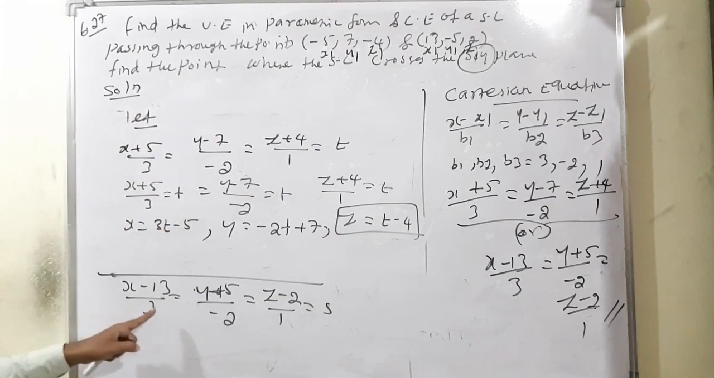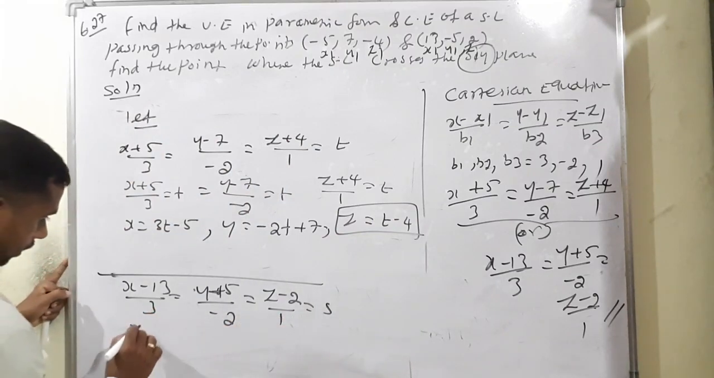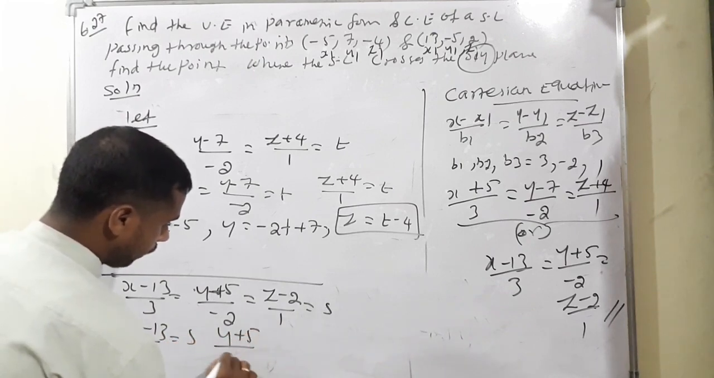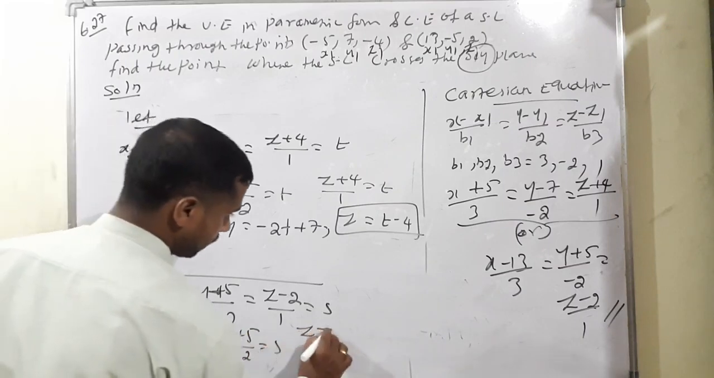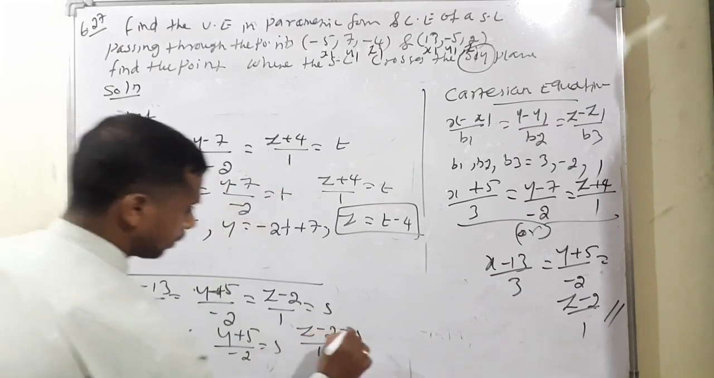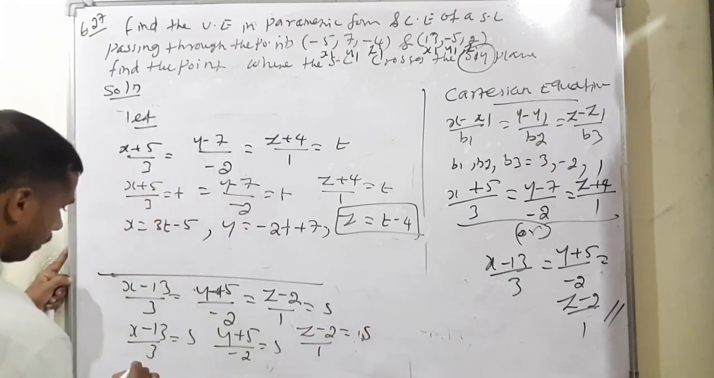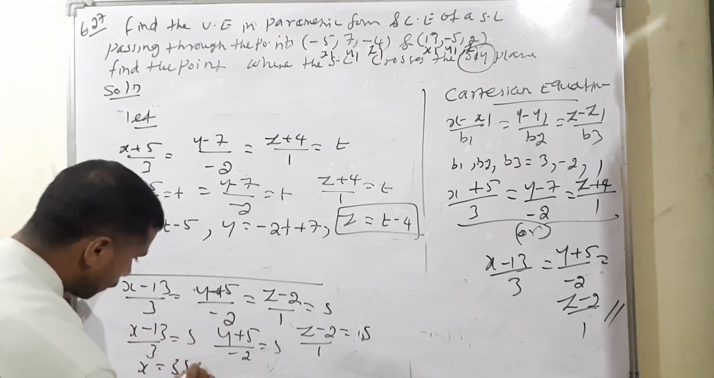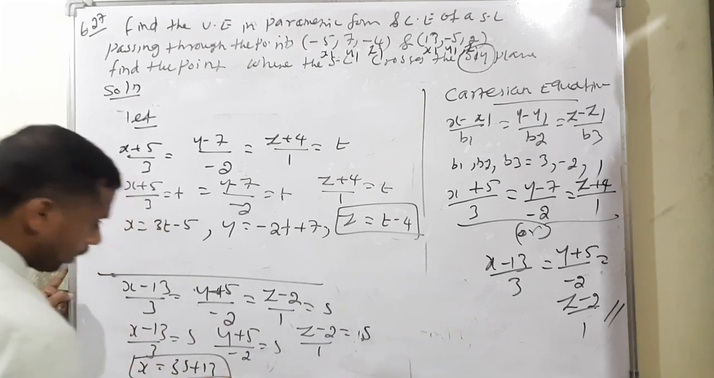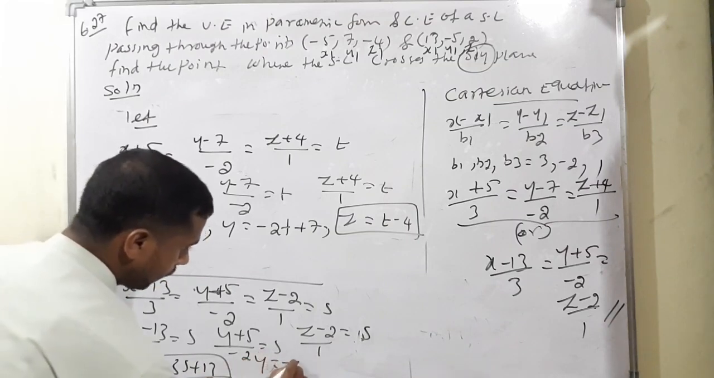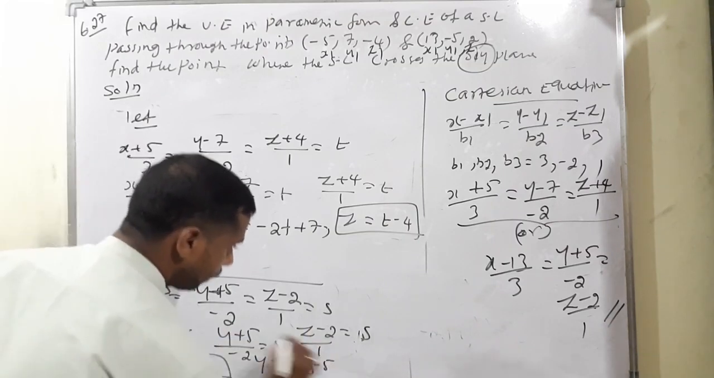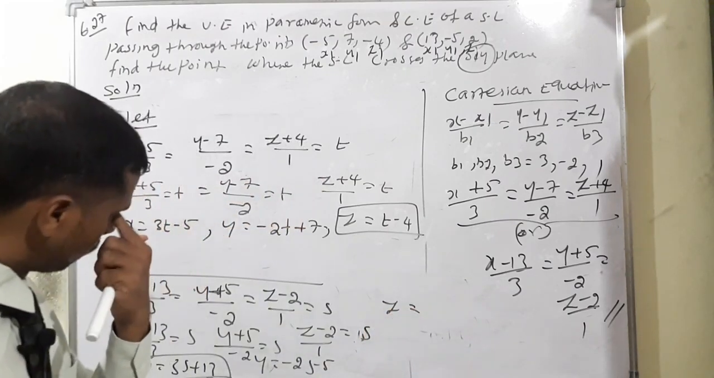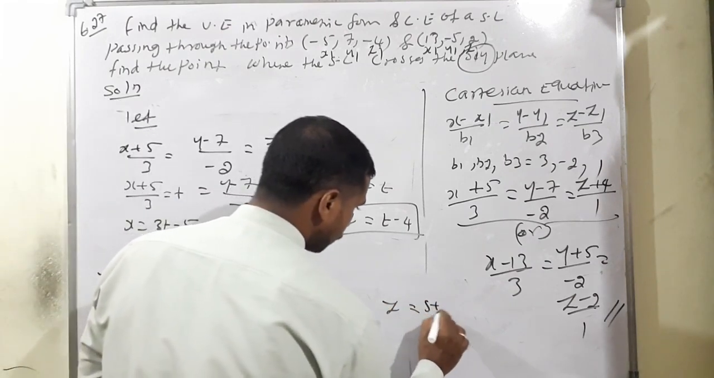Now equating to s: x minus 13 divided by 3 is equal to s, y plus 5 divided by minus 2 is equal to s, z minus 2 divided by 1 is equal to s. Therefore, x is equal to 3s, and minus 13 brought to the opposite side means positive 13, so 3s plus 13. Next, y is equal to minus 2s, and plus 5 brought to the opposite side means minus 5. The last condition, z is equal to s, and minus 2 brought to the opposite side means positive 2, so s plus 2.